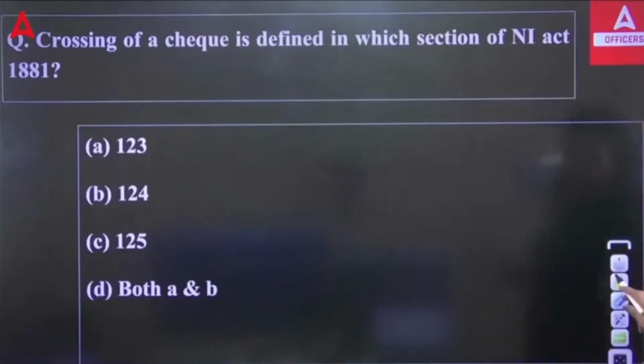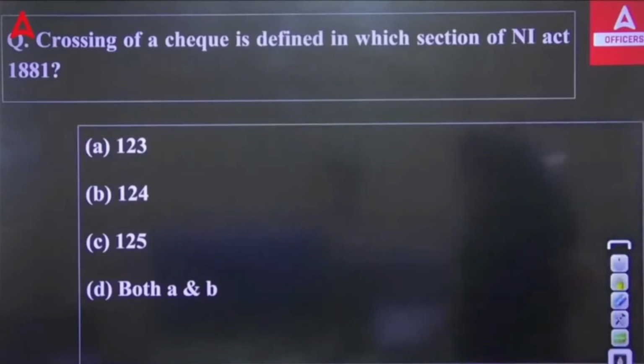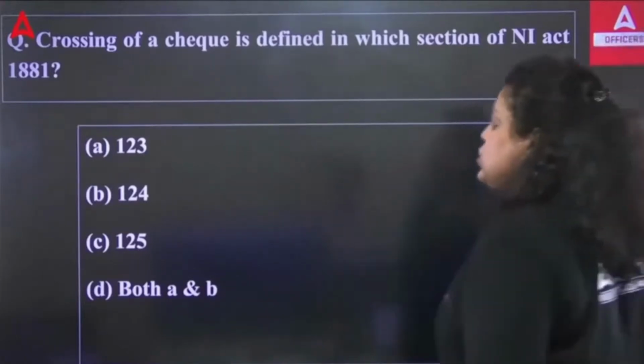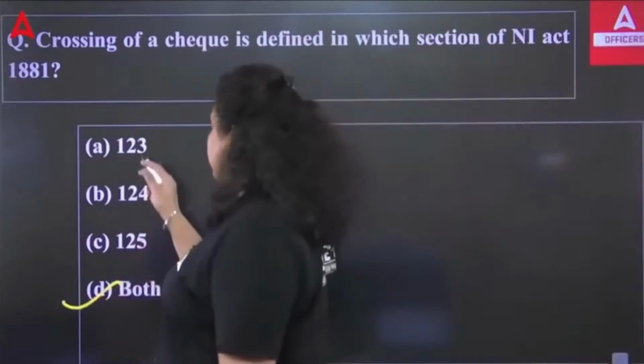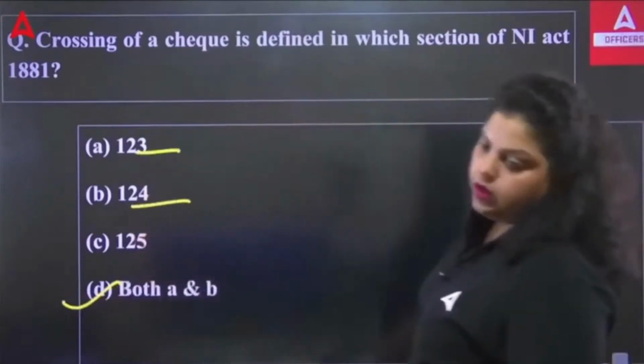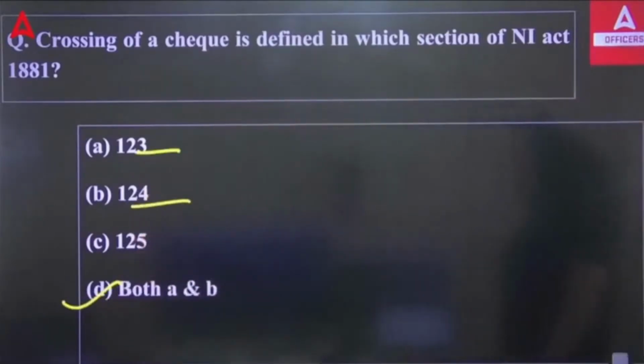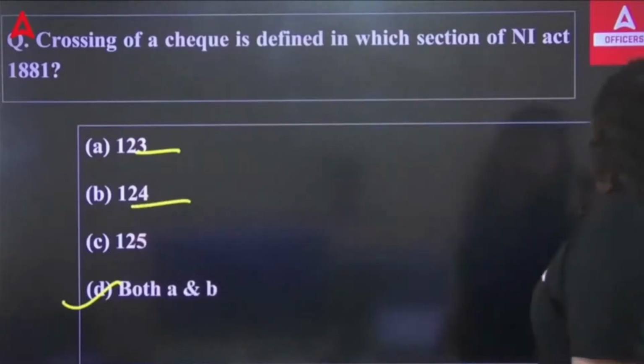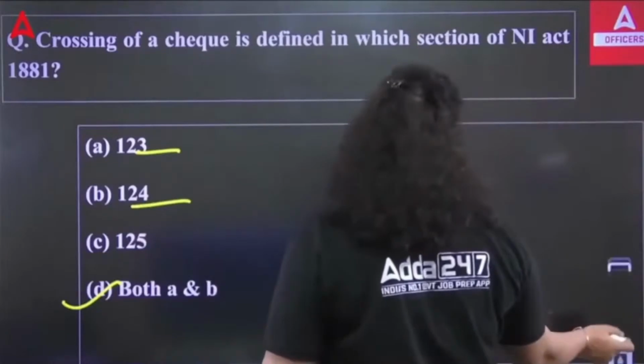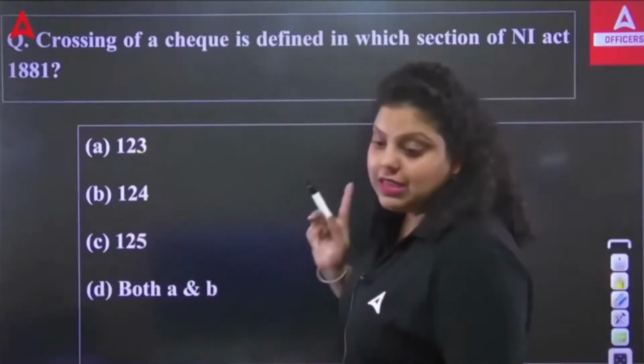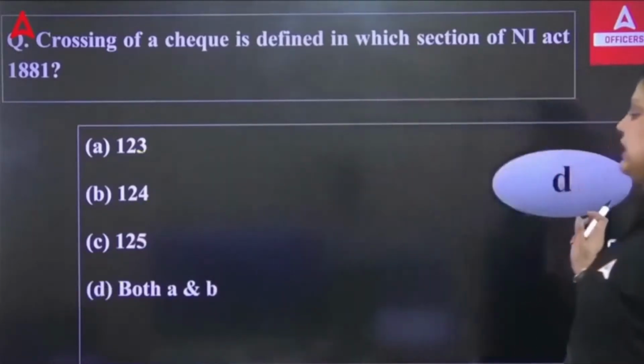Okay, so it is defined under which particular section? It is defined under both section A and B. It means 123 and 124. So section 123, 124 deals with two types of crossing, that is general crossing and special crossing. Okay, 123, 124 talks about the general crossing and the special crossing. So right answer is D, both.